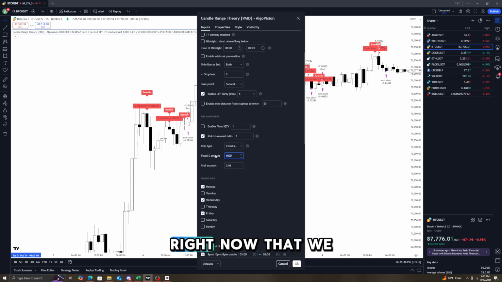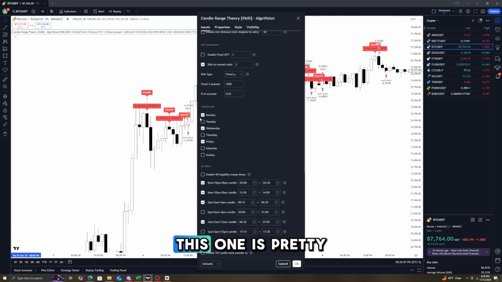The risk type, you could do a fixed amount or a percent of an account. Right now we have it set up as a fixed amount. It's risk $1,000 per trade right here, and then you could do a percent of the account, but you have to click that, and then you could put the percentage there you want to risk of the account.